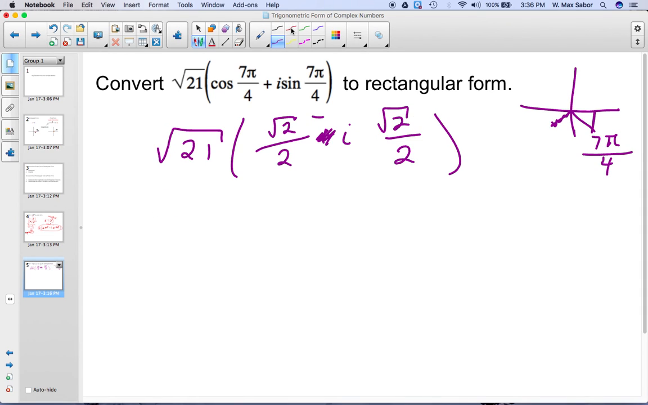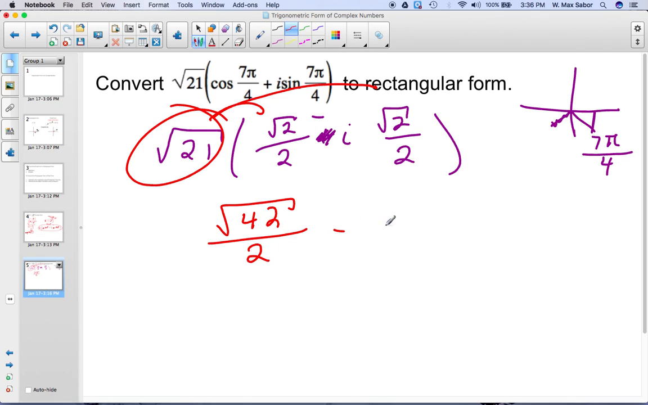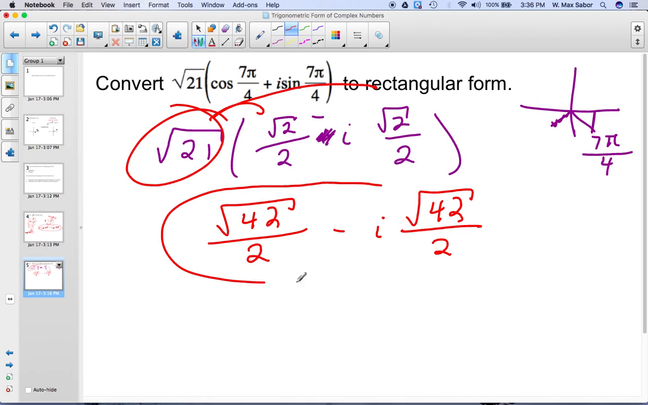Now we can distribute in our square root of 21. And we get square root of 42 over 2 minus i square root of 42 over 2. And that's our rectangular form.